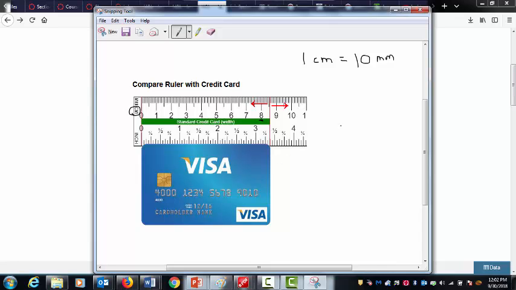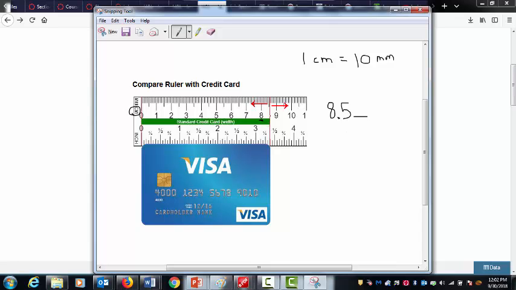So if we look at the length of this credit card, we know for certain it's between 8 and 9. That's certain. I also know that by looking at this carefully that it is between 0.5 and 0.6. So I know the ones place, and I know the tenths place, because those increments are specifically written on this device. And so I'm going to have to estimate the hundredths place.